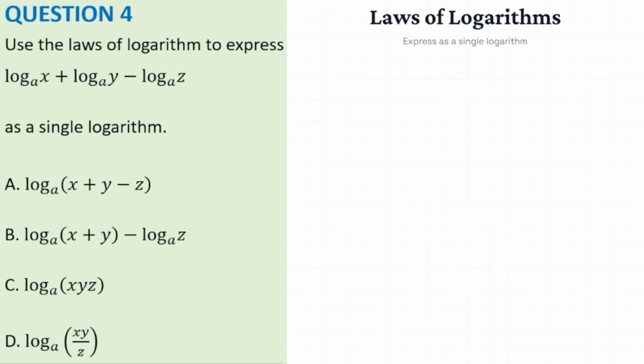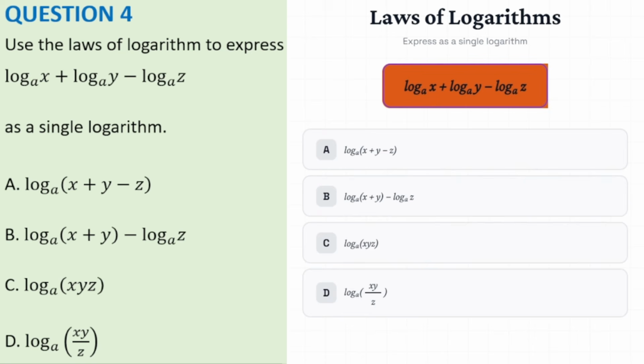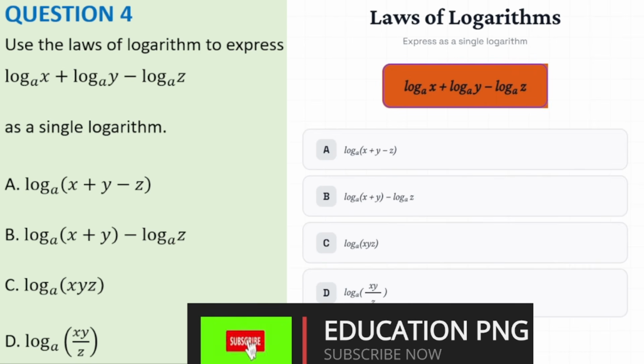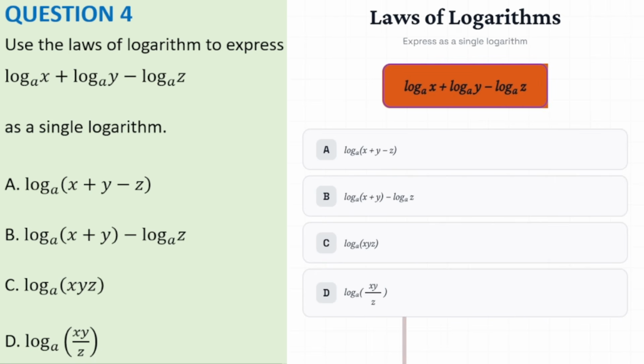Question 4. Use the laws of logarithm to express log base of x plus log base of y minus log base of z as a single logarithm. The options are A. Log base of open bracket x plus y minus z close bracket. B. Log base of open bracket x plus y close bracket minus log base of z. C. Log base of x y z. D. Log base of x y over z.